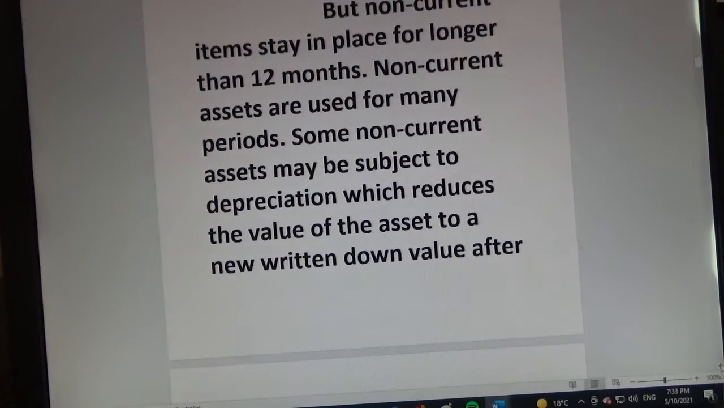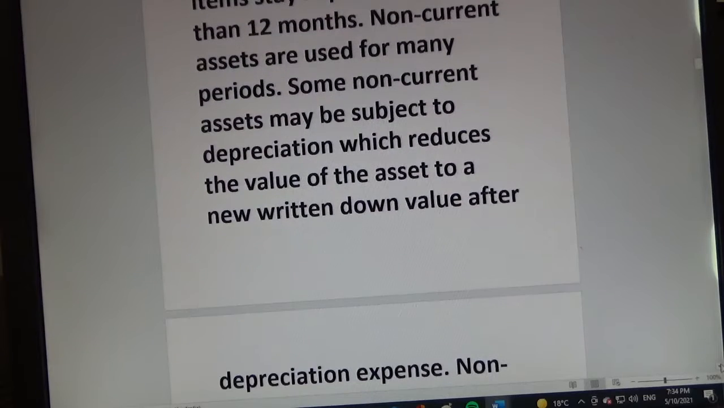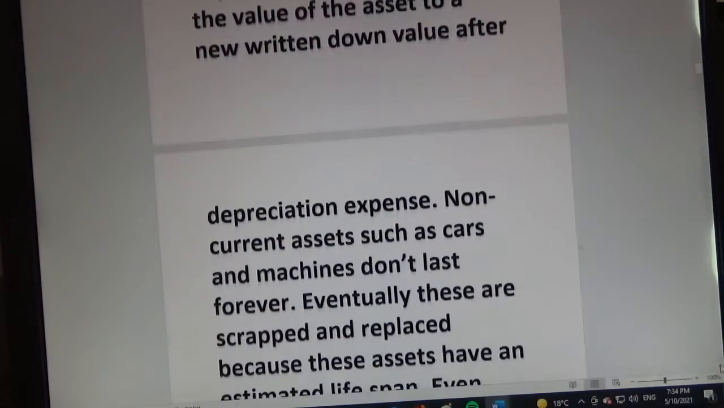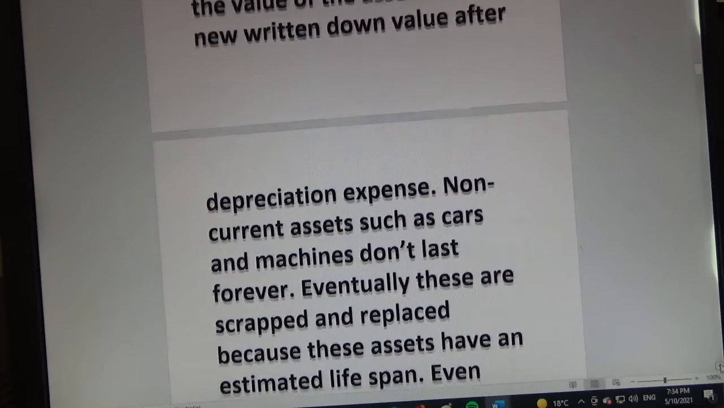But non-current items stay in place for longer than 12 months. Non-current assets are used for many periods. A building might last for 80 or 100 years. Some non-current assets may be subject to depreciation, which reduces the value of the asset to a new written down value after depreciation expense. Not all assets are subject to depreciation. Land is a good example. Land might go up in value, but it's still a non-current asset.